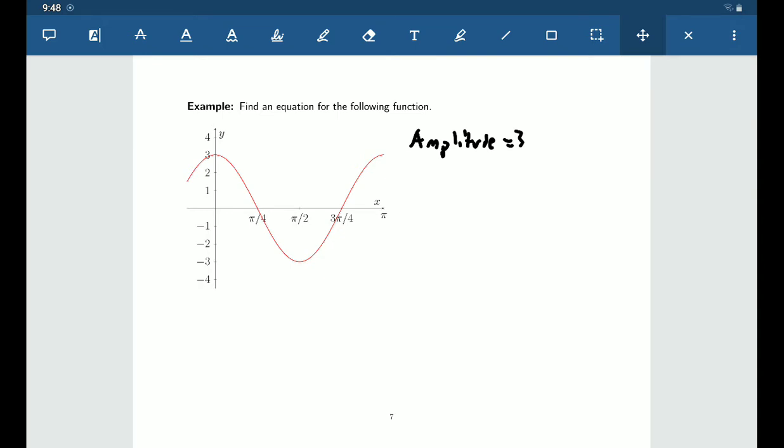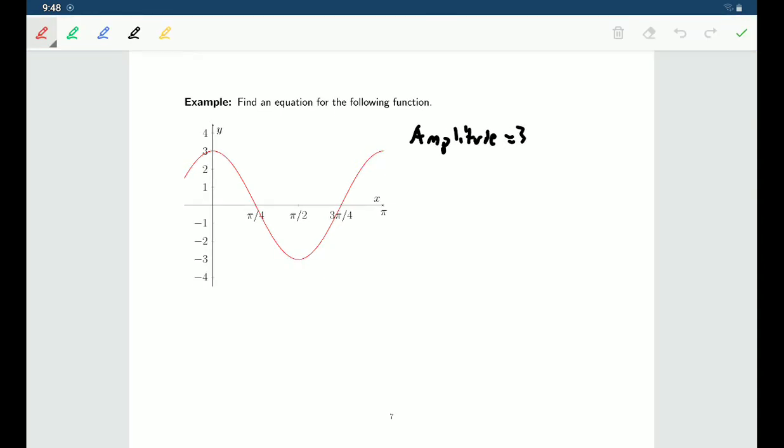The next thing for us to know here is that the period is a length of pi, because remember, for the cosine function, as it makes its way in one full cycle starting from a y value of 1 down to 0, down to -1, back to 0, back to 1, that's one full cycle for the cosine graph.